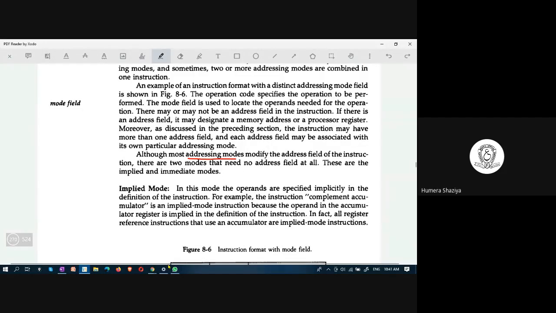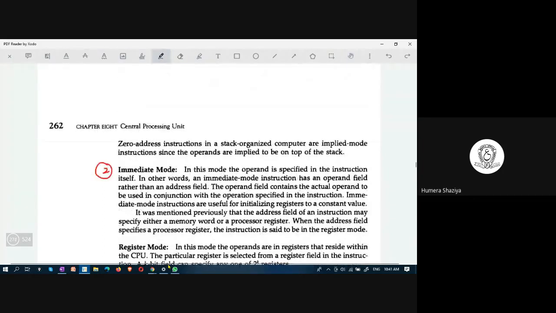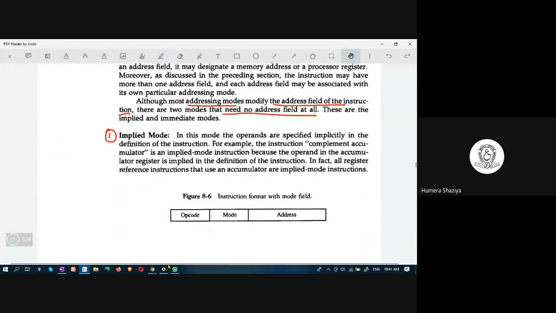All the addressing modes specify the address in the address field of the instruction. However, there are two modes that do not specify any address, which are implied mode and immediate mode. These two are the modes in which address is not specified.